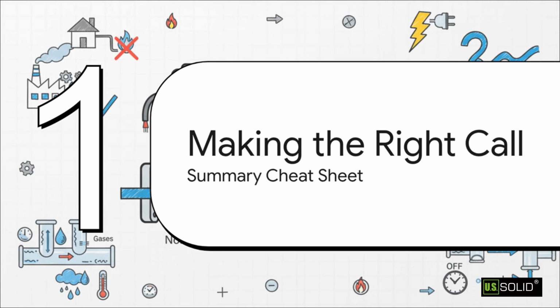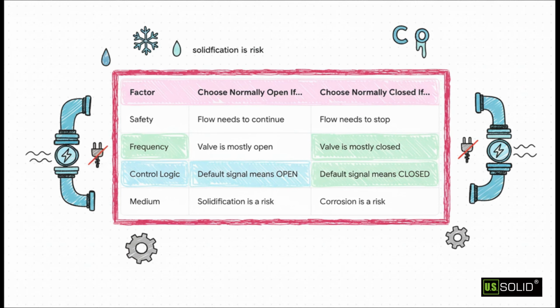So let's bring all this together. I'm going to give you a quick little cheat sheet to summarize these decision points. This should help you make the right call every time. This right here, this lays it all out for you. It all starts with safety, right? Does the flow need to continue or does it need to stop? But it goes deeper than that. Think about energy efficiency. If a valve is going to be open 99% of the time, choosing a normally open one saves a ton of power. And of course, the opposite is true. Your control logic plays a huge part too. And finally, the medium itself matters. If you're working with something that could solidify or clog things up, a normally open valve might be the only safe bet to prevent a blockage.